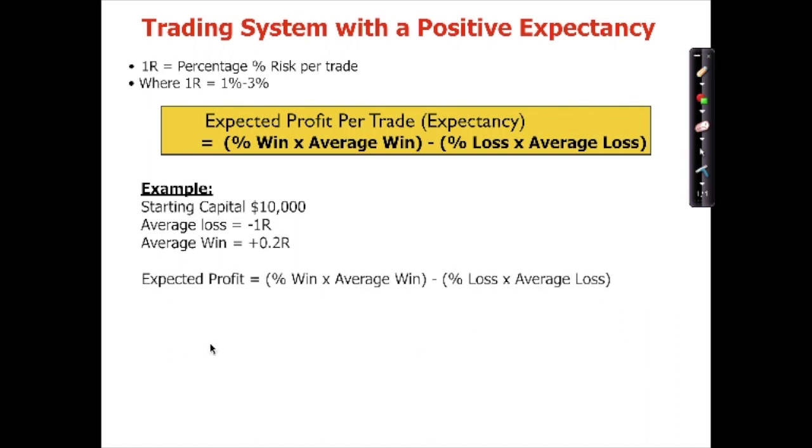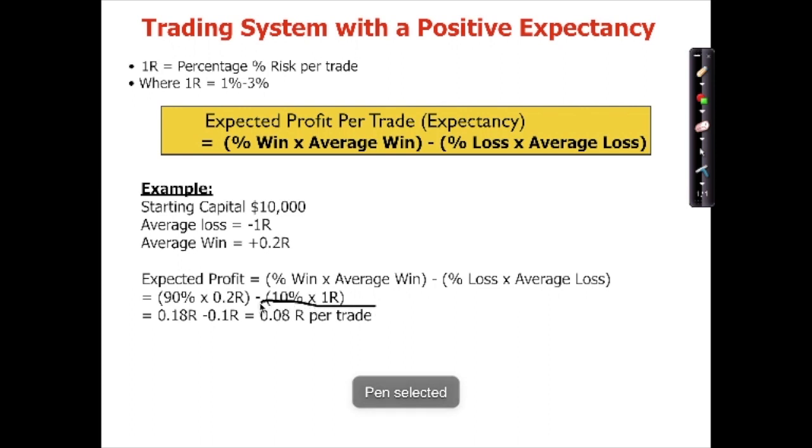So if you put it into the formula, what do you find? You find that sure, you have a win rate of 90%, but 90% of the time, you will win 0.2R. And 10% of the time, you would lose 1R. So if you do the math, you find that your expected profit is only 0.08R, although it's positive, but it's very low.